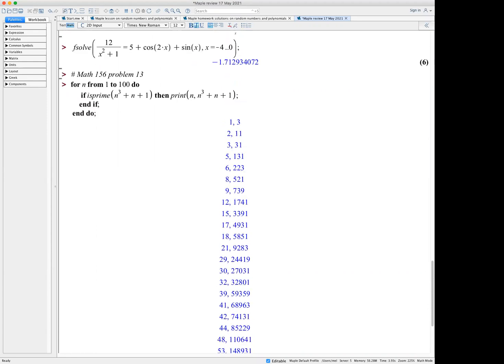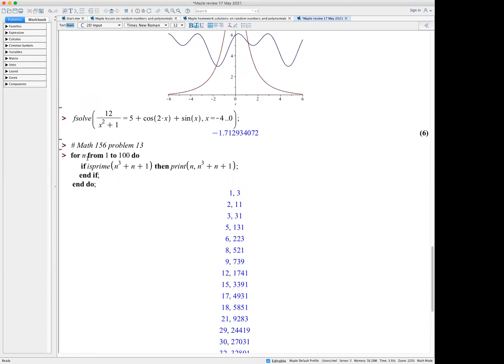But this is the whole program. For n from 1 to 100, do. And what do you do? If this number is prime, then print it out. Thank you. And for 14, where it says counts, you would just put the n like you just did.